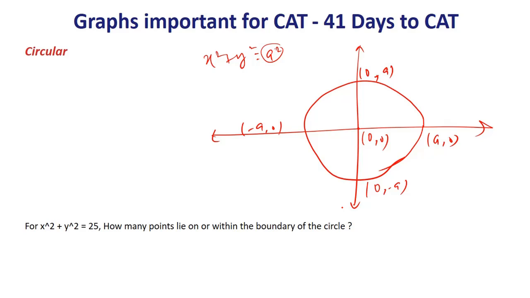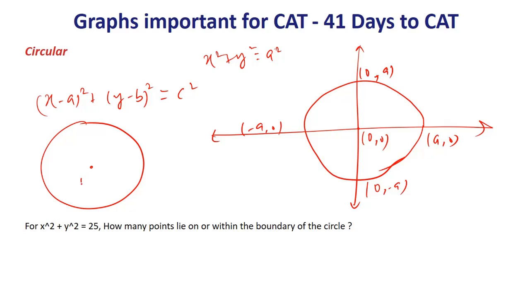Although circular graphs are not very frequent, it is important for us to understand it. So x square plus y square is equal to a square. If you have something like (x minus a) whole square plus (y minus b) whole square is equal to c square, in that case what does it mean? It means that the center is (a, b) and the radius is c.